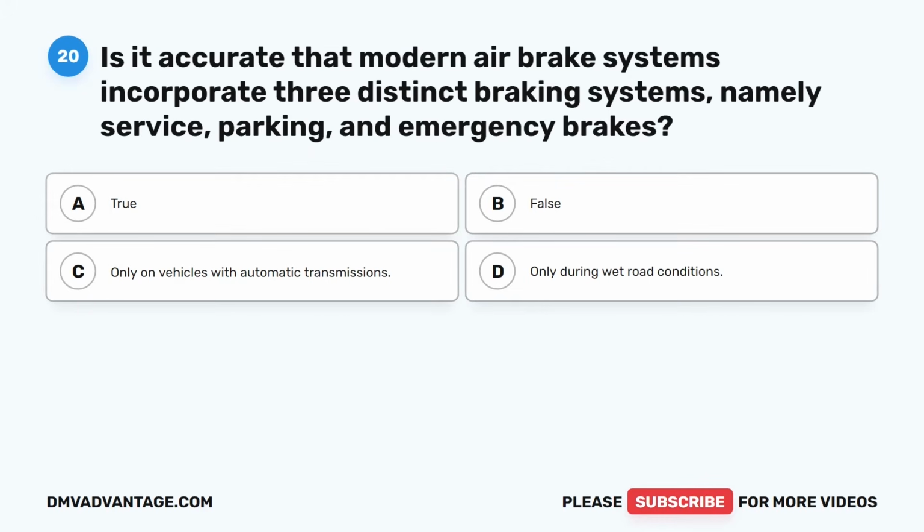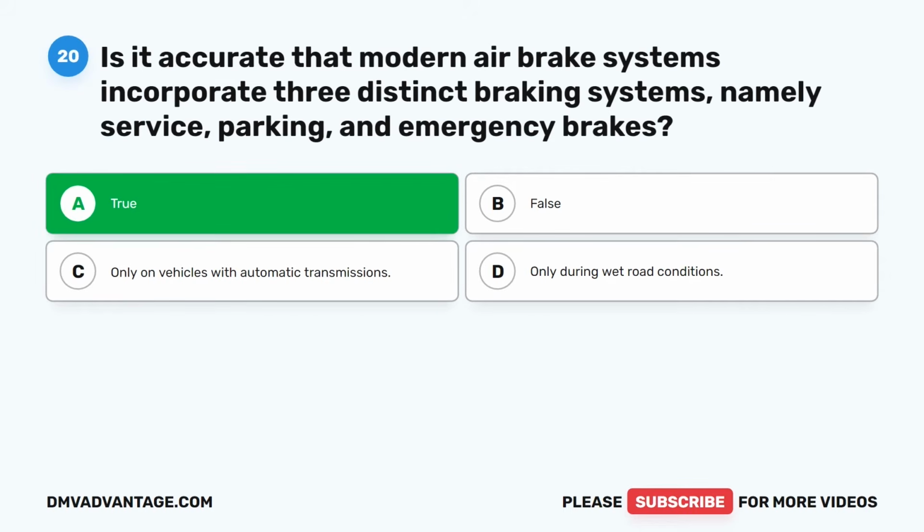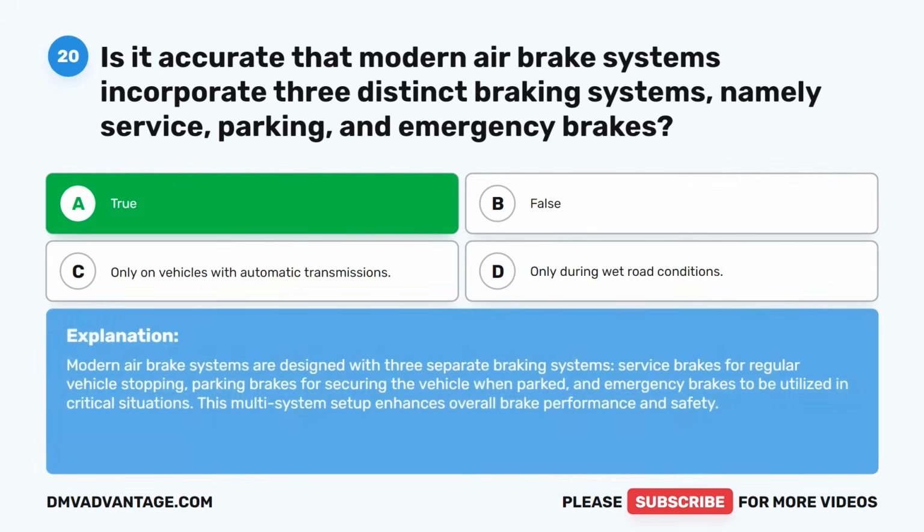Question 20. Is it accurate that modern air brake systems incorporate 3 distinct braking systems, namely service, parking, and emergency brakes? A. True. B. False. C. Only on vehicles with automatic transmissions. D. Only during wet road conditions. The correct answer is A. True. Modern air brake systems are designed with 3 separate braking systems: service brakes for regular vehicle stopping, parking brakes for securing the vehicle when parked, and emergency brakes to be utilized in critical situations. This multi-system setup enhances overall brake performance and safety.